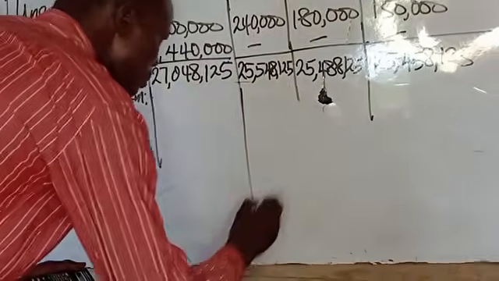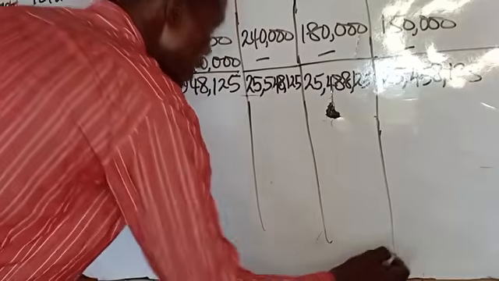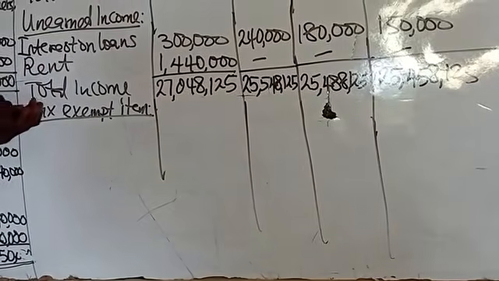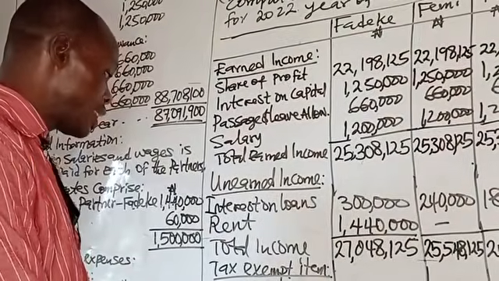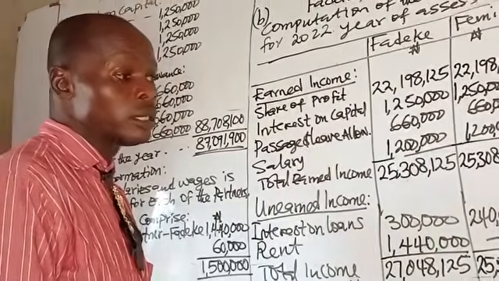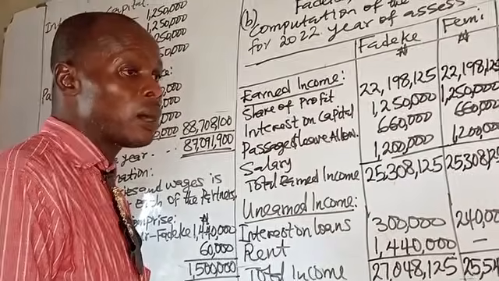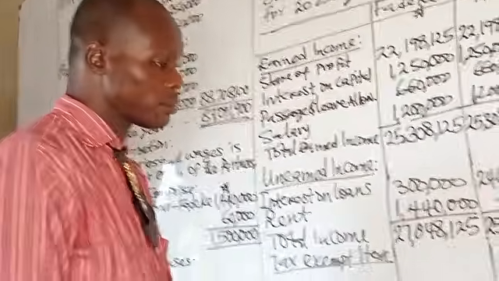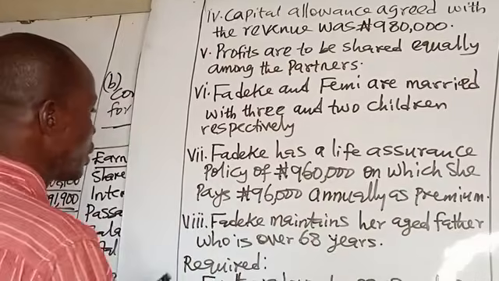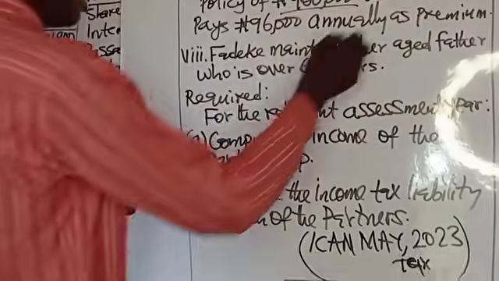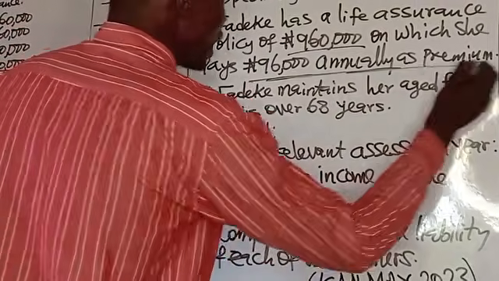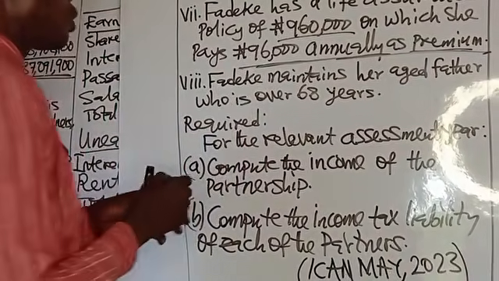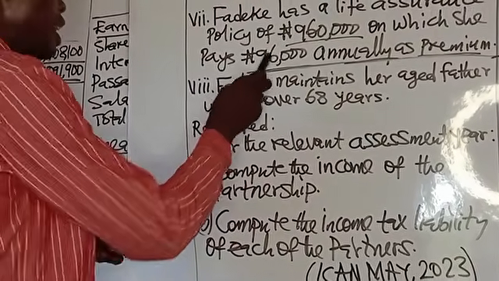We only have one item to be considered in this question. But for better understanding, watch my earlier presentation on personal income tax and taxation of sole trader. Then you will also learn how to identify the adjusted profit and allowable and non-allowable expenses in my presentation on company income tax. Fadike has a life assurance policy of 96,000. This is the principal sum, on which she pays 96,000 annually as a premium. The annual premium paid is a tax exempt item. Therefore, the 96,000 will be considered as tax exempt deductions.